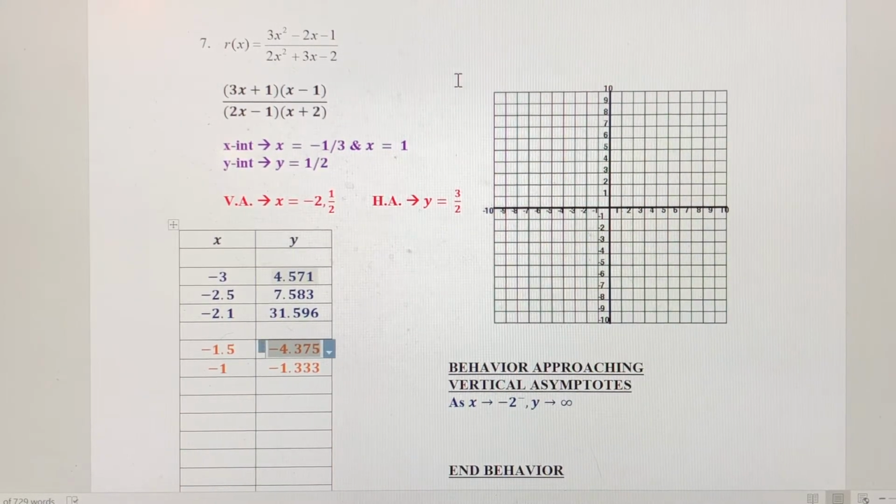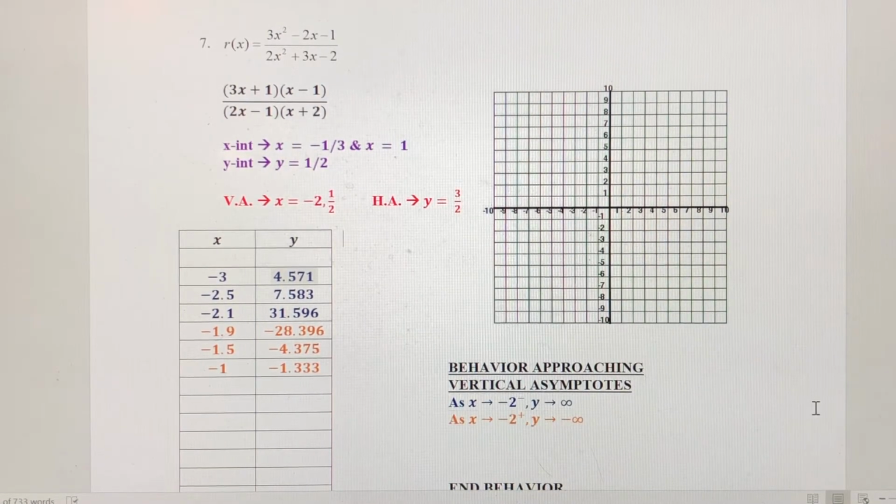And then let's get right up next to negative 2 coming from the right side. So plug in negative 1.9. You've already seen the pattern, I think, but notice we get progressively greater magnitude in the negative numbers. So we say as x approaches negative 2 from the right, then y approaches negative infinity. All right, second vertical asymptote at 1/2.